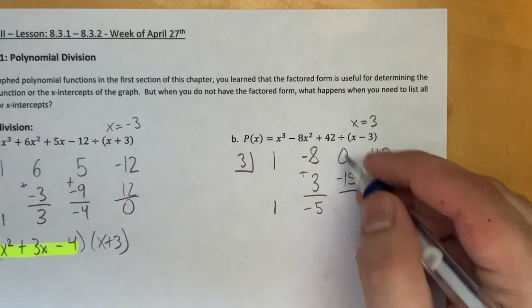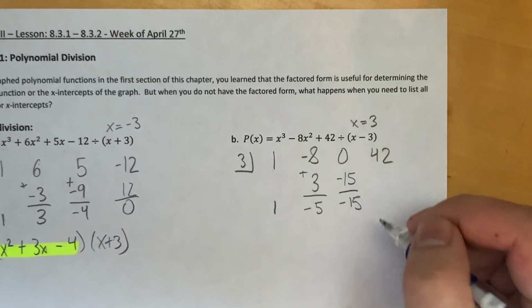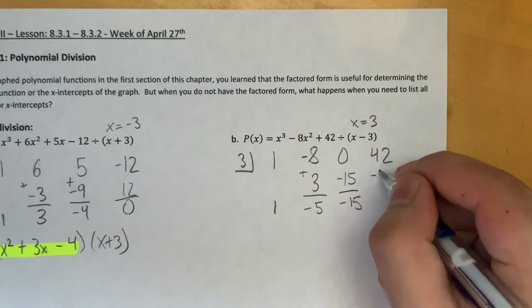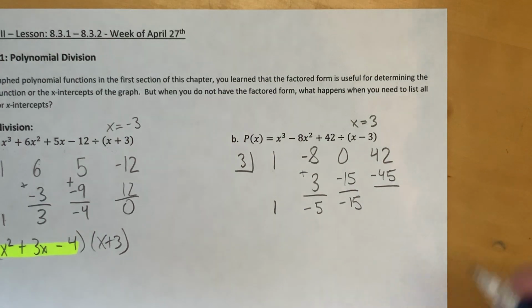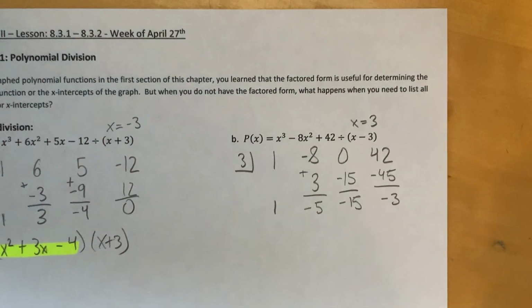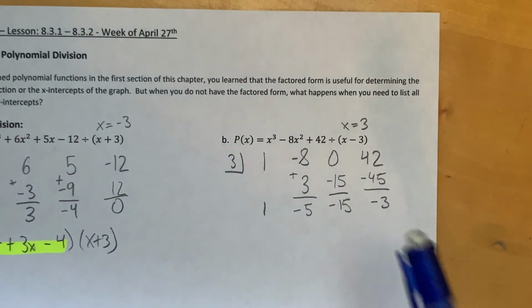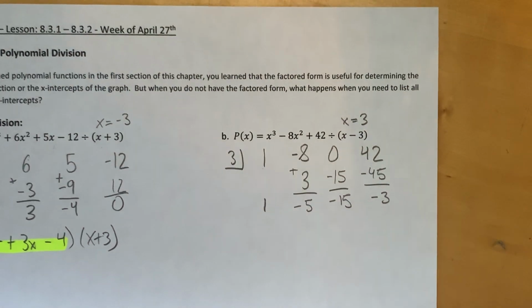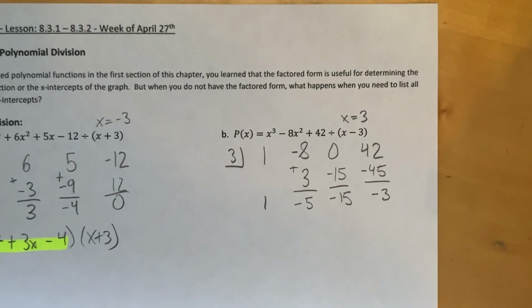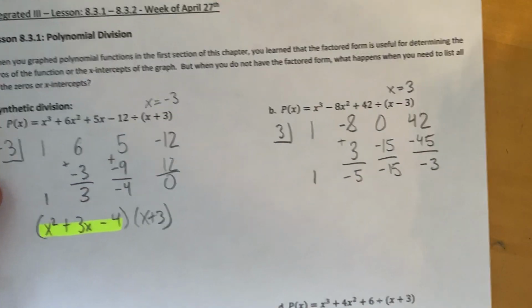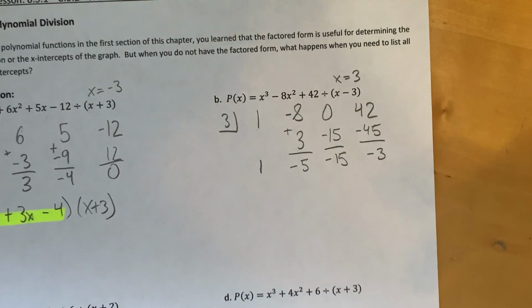And if we add -15 plus 0, you get -15. -15 times 3 gives you -45. So now you're going to add -45 plus 42, and we get -3. So in this scenario, you guys might think, oh, we have a remainder. Is there a way to put it into this format with a remainder? Yes, but we're going to see that later on.